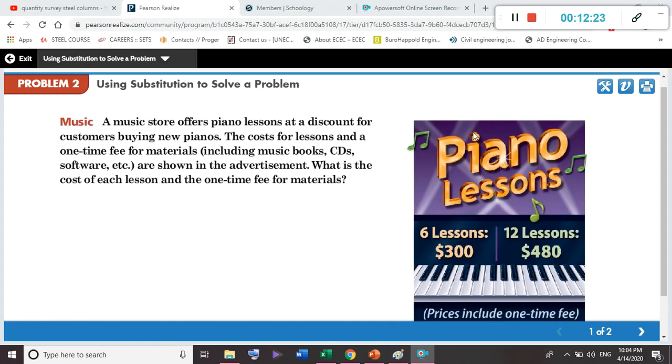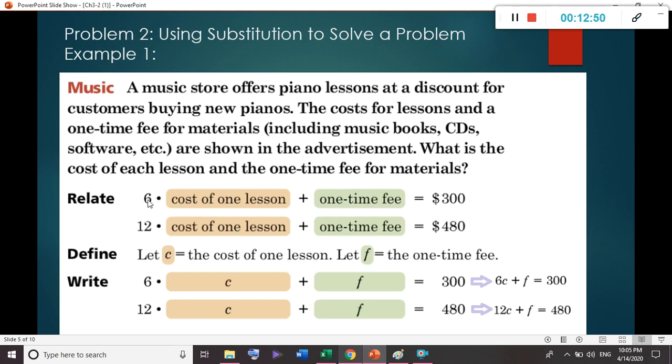Okay, so it shows here, this is in your book, that 6 lessons plus a one-time fee equals $300. This is our first equation. And the second equation we have is 12 lessons plus a one-time fee equals 480. So from this we can conclude that 6 piano lessons plus the one-time fee equals $300. This is our first equation. The second equation is 12 piano lessons plus the one-time fee equals $480.